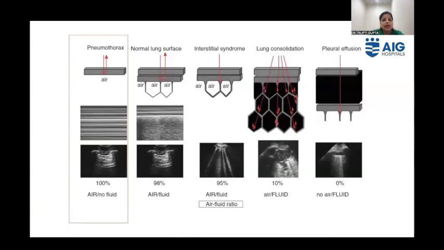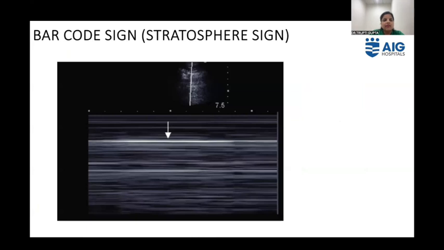Coming to pneumothorax, what happens in pneumothorax is that we see the barcode sign, because from above till the end of the screen, we have no fluid and no lung tissue which is moving. There is no lung sliding. The total length of the screen is static. So we get this barcode sign, which is also known as the stratosphere sign.